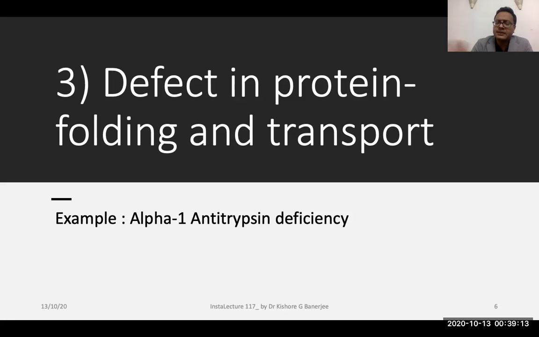So in the lungs, elastase takes the upper hand and degrades elastin. Elastin makes the framework of the lungs. So it's a key, and that degrades the connective tissue of the lung, leading to formation of the emphysema disease. This is a classic example of abnormal intracellular accumulation leading to diseases. And this is the third mechanism, where intracellular accumulation is occurring due to a defect in protein folding and transport.